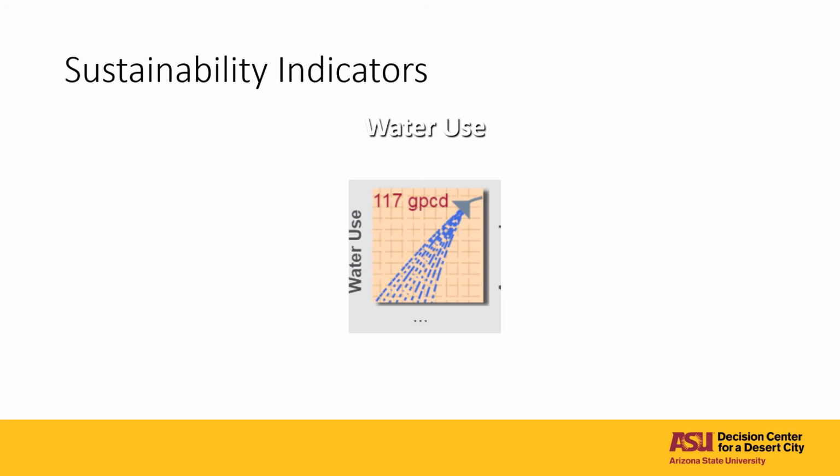The sustainability indicator shows gallons per capita per day, which is the average number of gallons used by a person in the community per day. Per capita means per person.